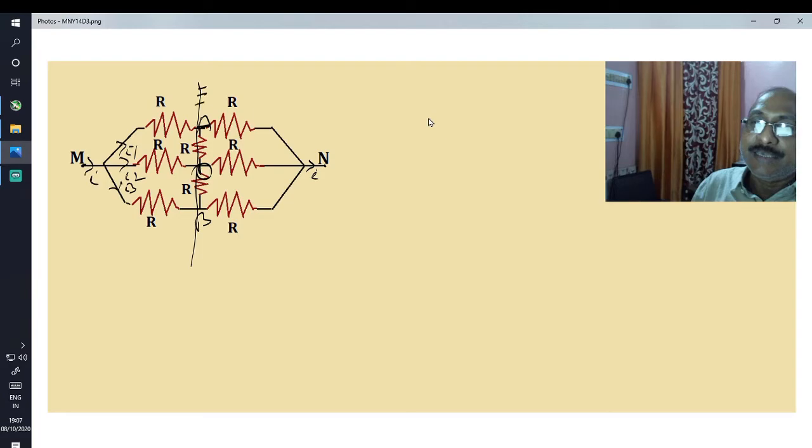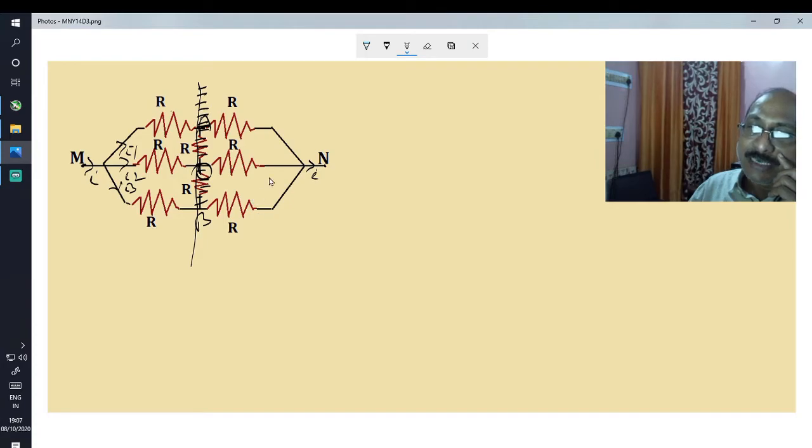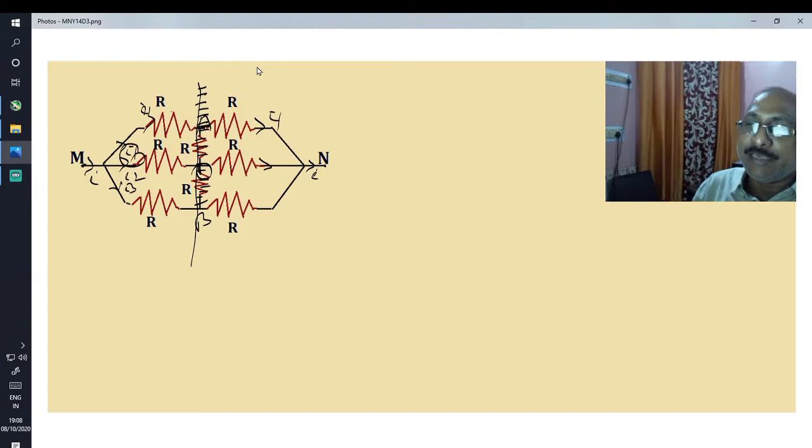If we place here a mirror, then this R is the mirror image of this one, this is the mirror image of this one, and similarly this is the mirror image of this one, this is also the mirror image of this one. Current I1 is flowing through this one, image of I1 will also be here I1, image of I2 will here be I2, image of I3 will also be here I3.